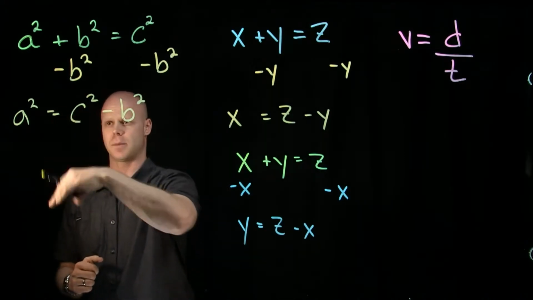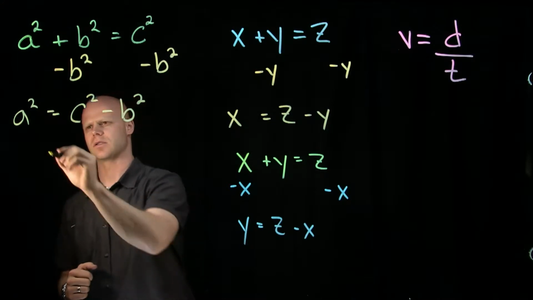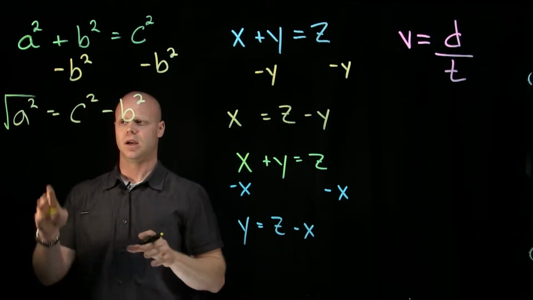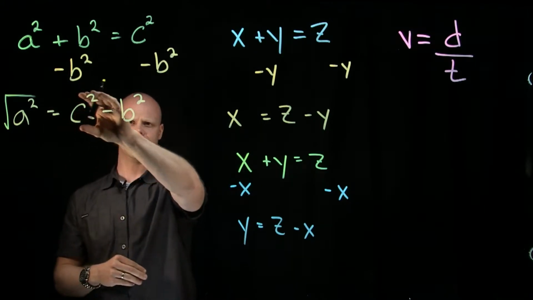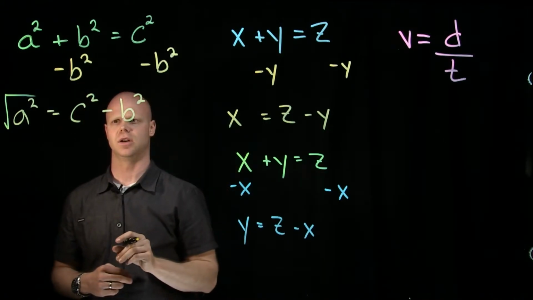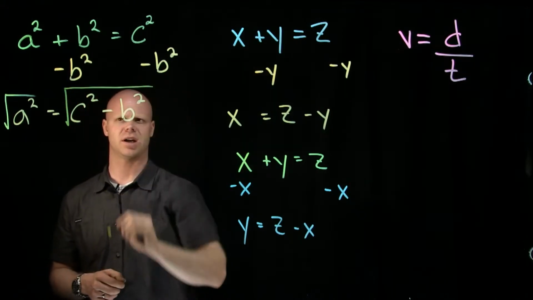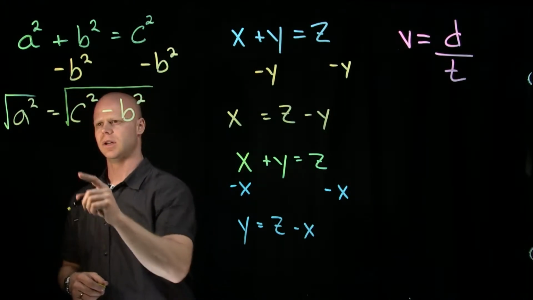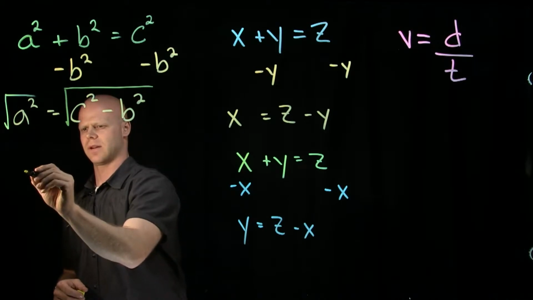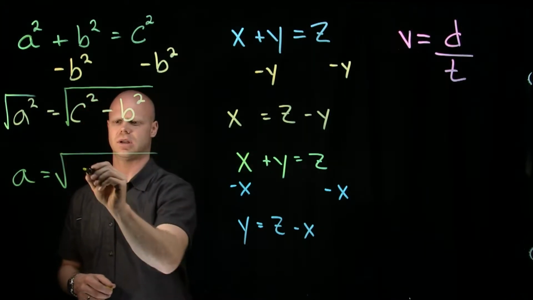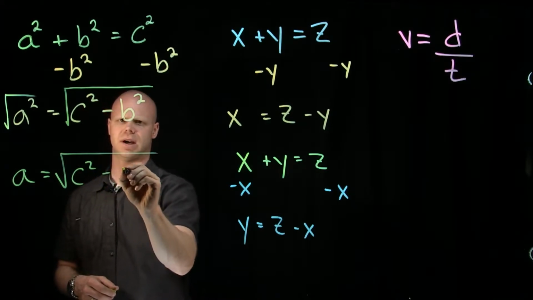Sorry, that's a square, and the opposite of a square is a square root. So if I square root this side, what I must do is square root the entire function over here. If I square root this entire function, that's very important. Now these will cancel out and I'm left with a is equal to the square root of c squared minus b squared.